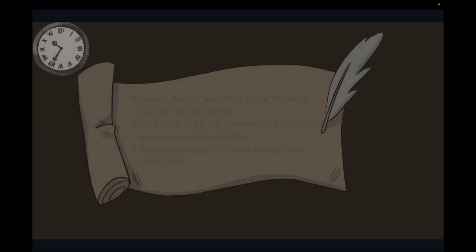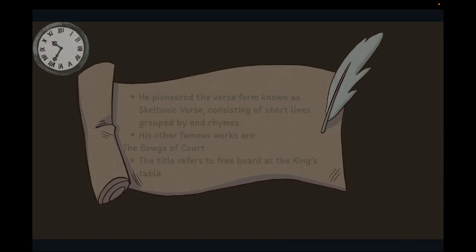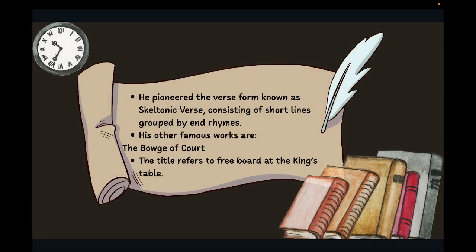So these are some of his works, and Speak Parrot and Why Come Ye Not to Court are his works. The Book of Philip Sparrow, it's a very important question, is a 1400 lines poem inspired by Catullus. He became tutor of Prince Henry, later Henry VIII. These things are asked often. He pioneered the verse form known as Skeltonic verse, consisting of short lines grouped by end rhymes.